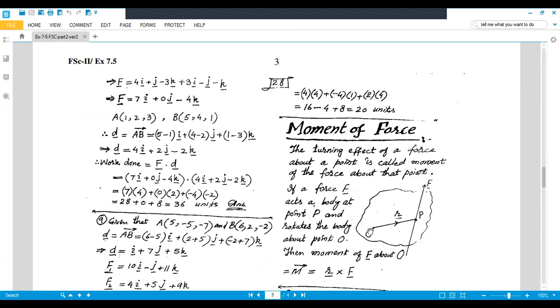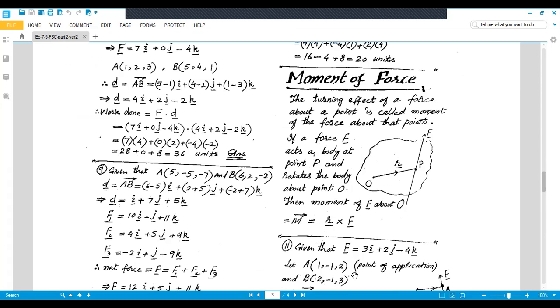Before going to start next, moment of force. The turning effect of a force about a point is called moment of the force. You already studied it in physics. A force acts on a body at point P and rotates the body about point O. So the moment of F about O is R cross F.